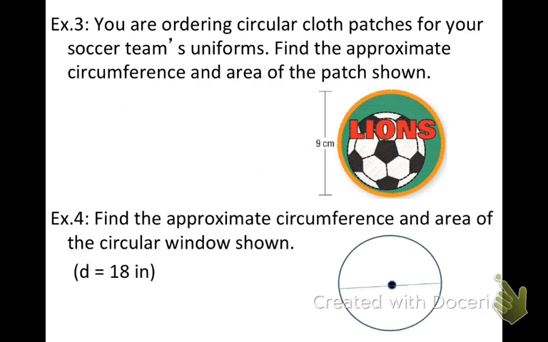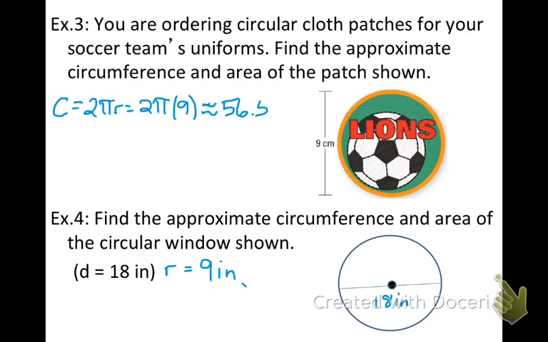Again, here find the approximate circumference and area of the circular window shown, and we're told that the diameter is 18 inches. So this diameter here is 18 inches. That tells me that the radius is half of that, which is 9 inches. So the circumference, which is pi d, it's also 2 pi r. So we can rewrite that 2 pi times 9. That is approximately 56.55 inches.